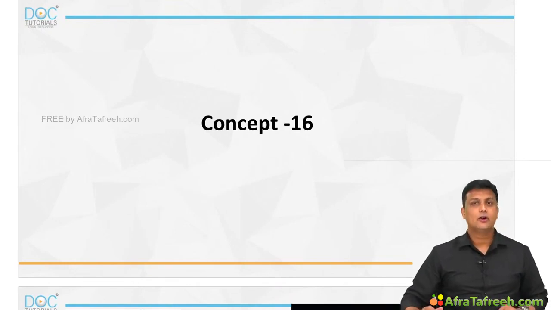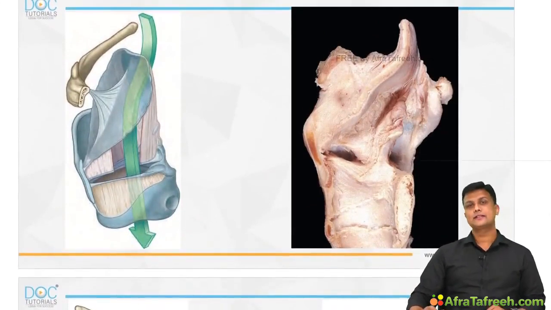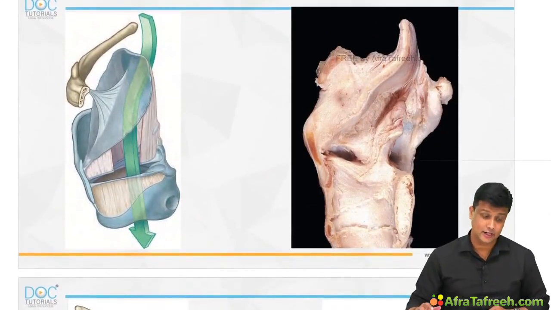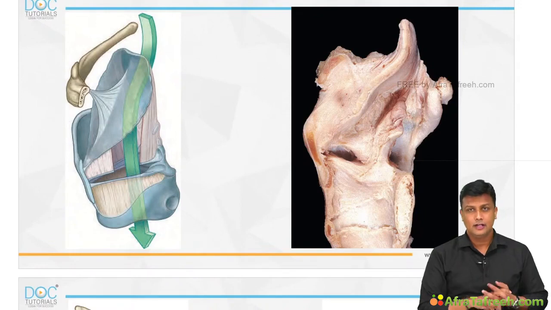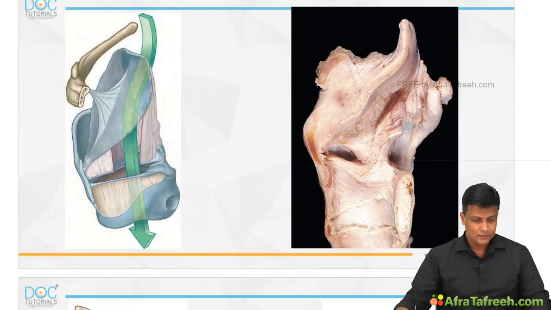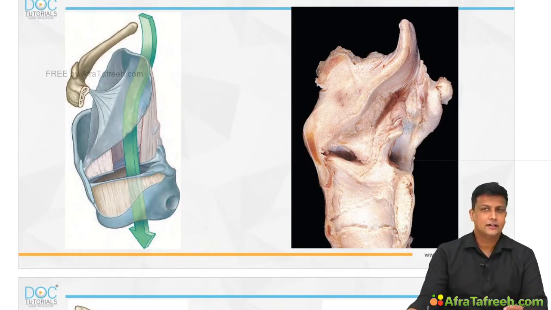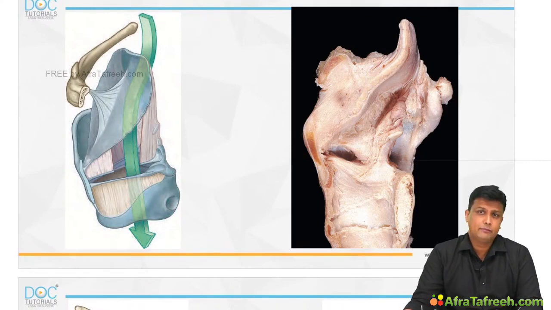The next concept, concept number 16 right now, so let's go ahead. The concept number 16 that we are going to discuss right now is about the larynx, another very important concept, the larynx and the cartilages of the larynx. Now we all know the larynx has how many cartilages? So totally 9 cartilages, and there will be 3 paired and 3 unpaired cartilages. 3 paired cartilages, 6 of them, and 3 unpaired, there will be only 3 of them.